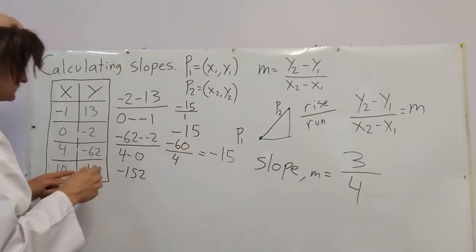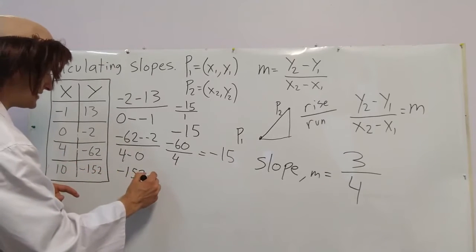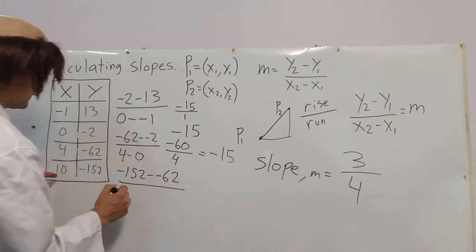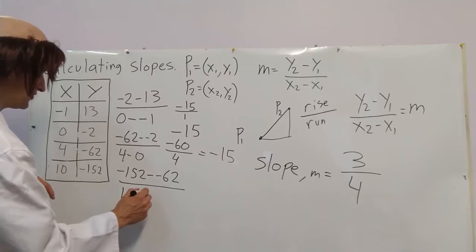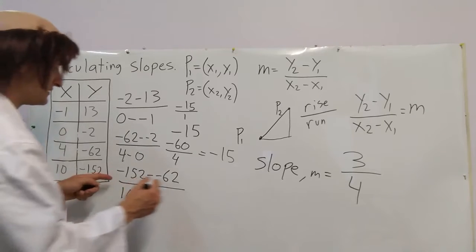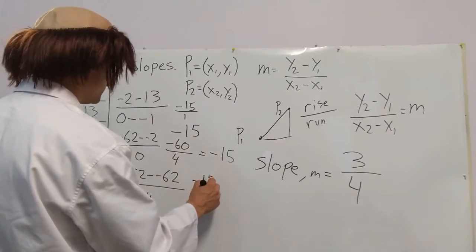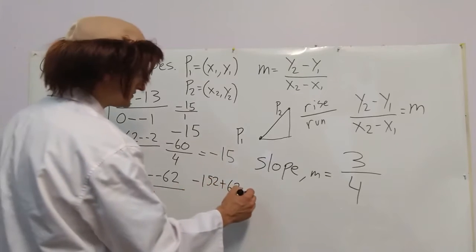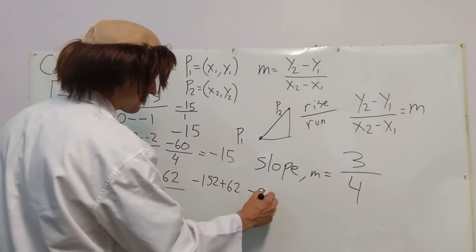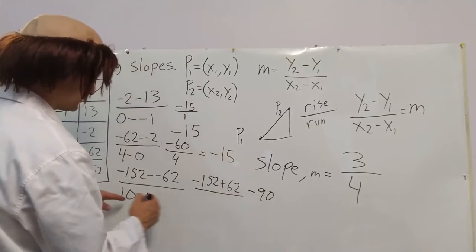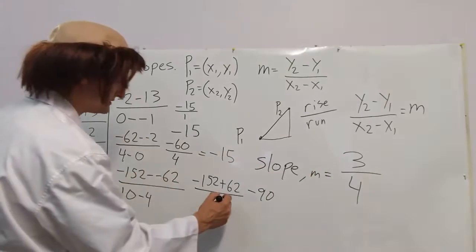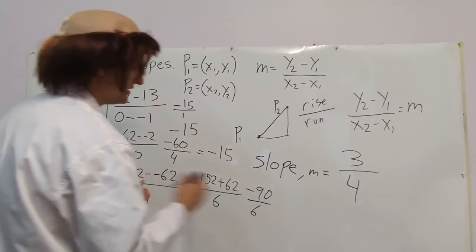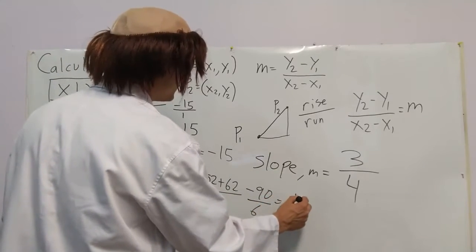The next set, negative 152 minus negative 62 divided by 10 minus 4. This becomes negative 152 plus 62. That equals negative 90. And on the bottom, 10 minus 4, 6. Negative 90 over 6 equals negative 15.